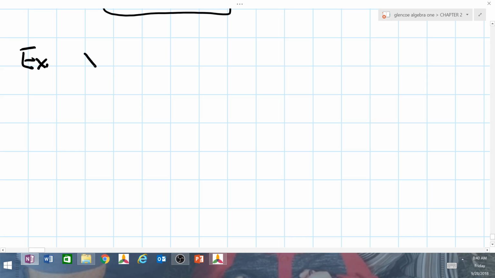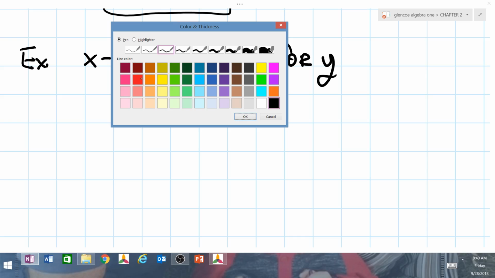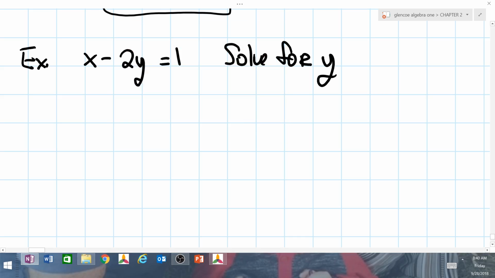Let's try this. x minus 2y equals 1. Solve for y. I'm going to change the color to brighten it up a little bit. We'll go to red. So I want to solve for y. Everybody just take a look and let me help you get through this. What I'm going to do here is put this whole thing in the box. Do you understand? Okay, so this is my original equation.